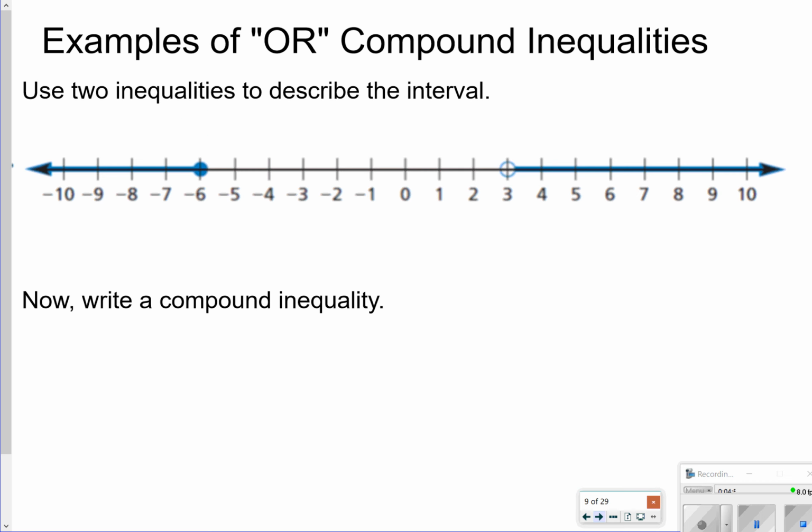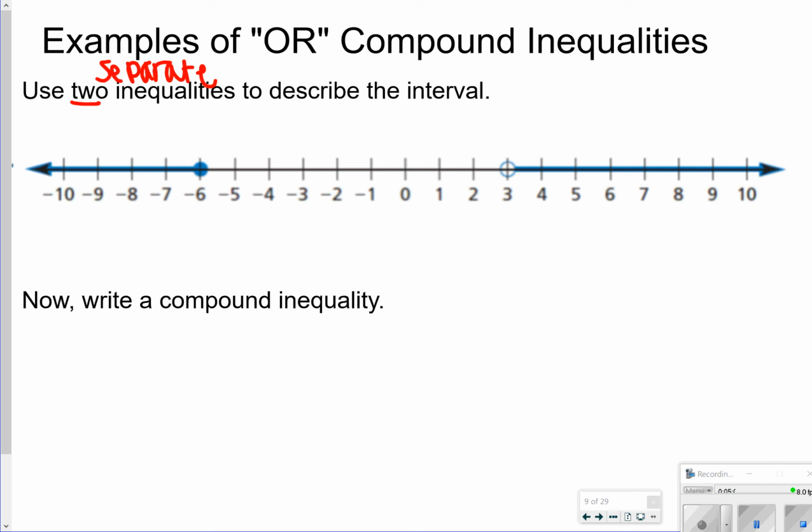The next type of inequalities you're going to see in your homework tonight is or, and that just means they don't have overlaps. So this is going to be an example of an or inequality. How you would write these, you're just basically going to write two separate inequalities because they're not going to overlap.